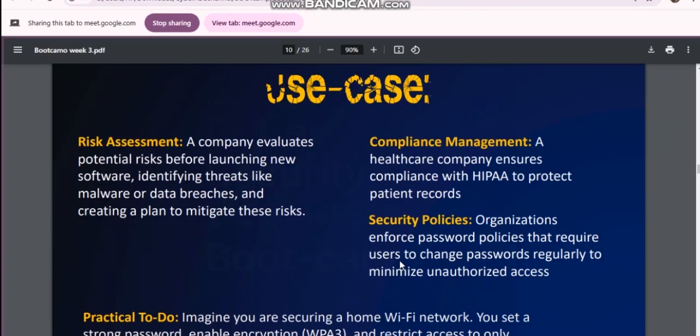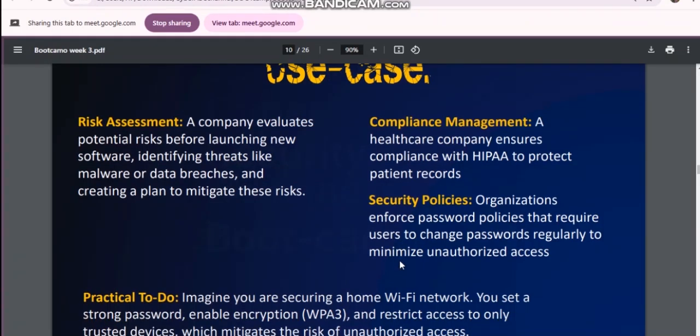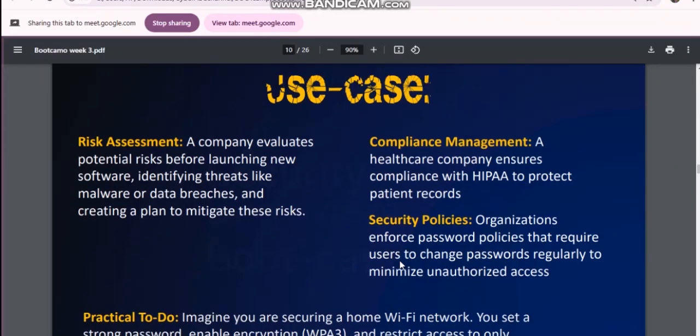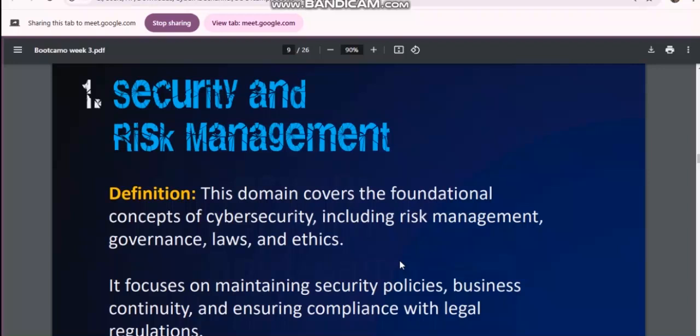Then below here, we have a little practical to do for people who want to go beyond and above. Imagine you are securing your home Wi-Fi network. You set a strong password, enable encryption, and restrict access to only trusted devices, which mitigates the risk of unauthorized access. So this is the use case and the practical approach towards the first domain, security and risk management, which covers the foundational concept of cybersecurity, including risk management, the governance behind it, the laws, and the ethics.